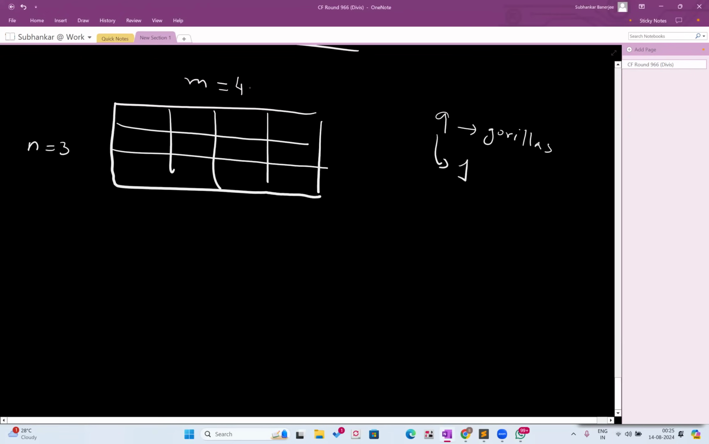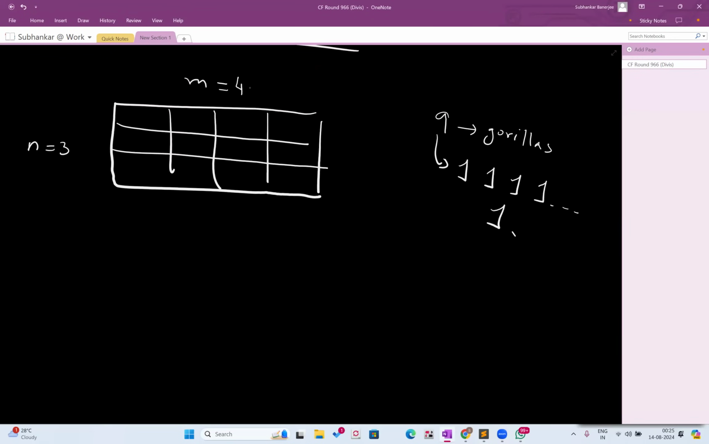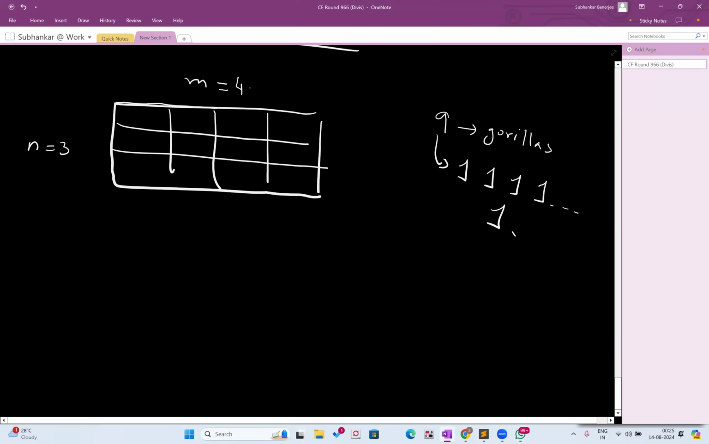All of them have height 1. So 9 elements, all of them have height 1. So I have to place these gorillas in this. These are 12 boxes. We have to place 9 gorillas in them so that we can maximize the sum over all subsquares of length k, we have to maximize the spectacle value.